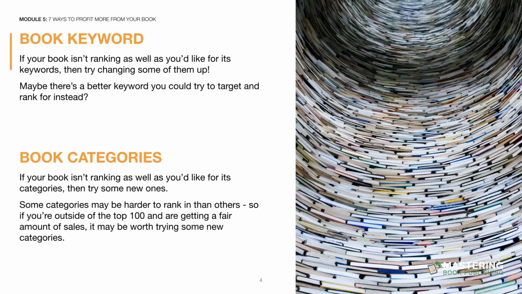Next is the book's keywords. If your book isn't ranking as well as you'd like for its keywords, then try changing some of them up. Maybe there's a better keyword that you could try to target and rank for instead. In some cases, because it was your first book, maybe you chose a keyword that there wasn't enough demand for, and there might be a better primary keyword that you could change your book to rank for.